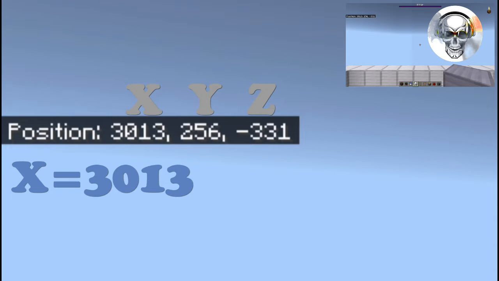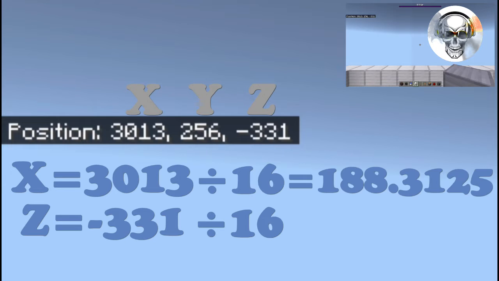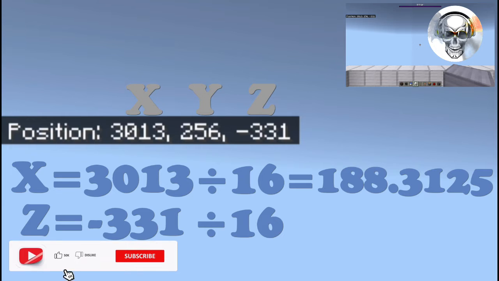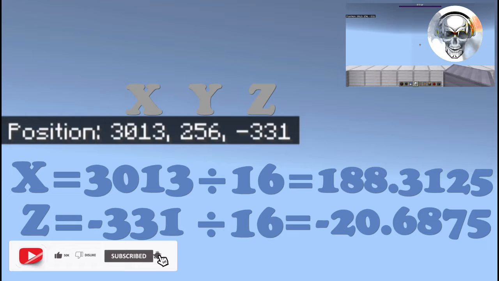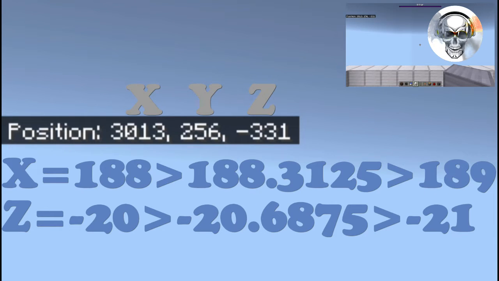My X coordinate is 3013, and my Z coordinate is negative 331. If we divide those both by 16, let's take 3013 divided by 16, and we end up with 188 point something. Then if we divide negative 331 by 16, we get negative 20 point something. So we can round up and round down from those numbers, and that leaves us with 188 and 189 for the X value, and negative 20 and negative 21 for the Z value.